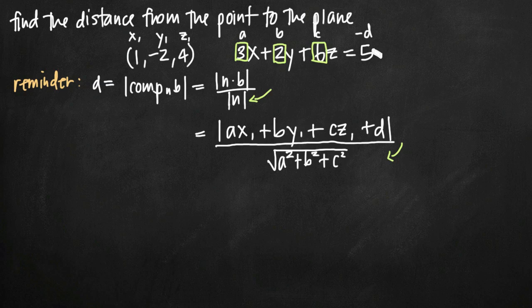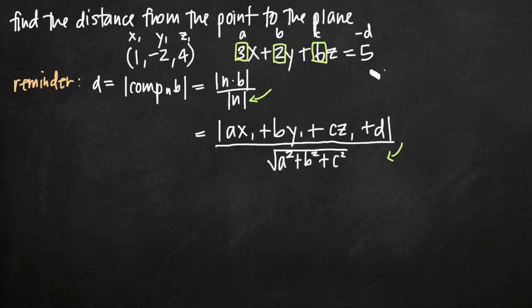Now to talk a minute about -d right here. In this formula where we have a times x sub 1 plus b times y sub 1, etc., we have this plus d value here. We're taking these values assuming that the equation of the plane is in a form such that all non-zero terms are on the left-hand side, and this equation is equal to 0 on the right-hand side.